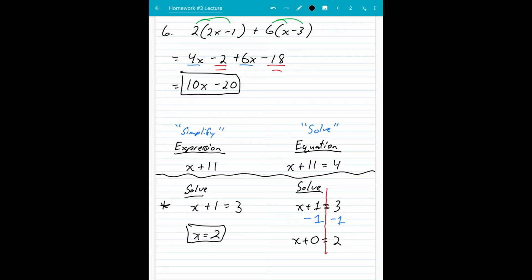Now, we know by the identity property of adding and subtracting with zeros that x plus 0 would just make x. So x equals 2 would be our answer for that problem. And that's how you solve the equations. So let me make up another one.